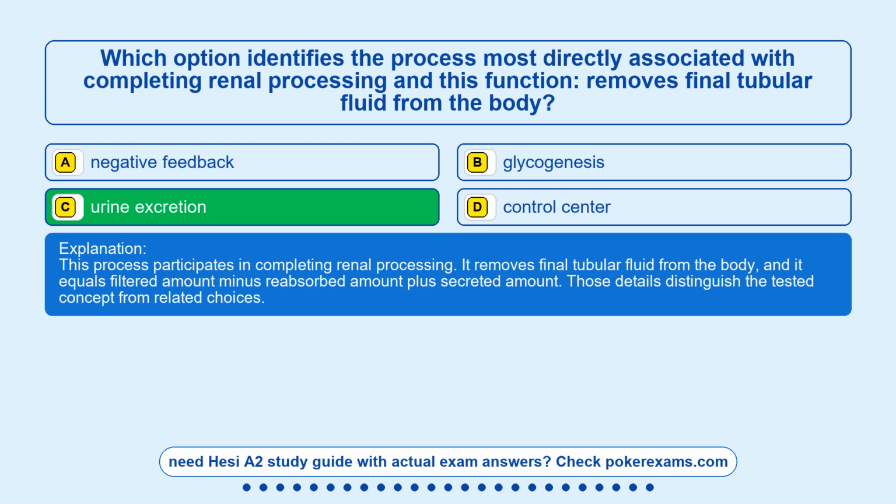This process participates in completing renal processing. It removes final tubular fluid from the body, and it equals filtered amount minus reabsorbed amount plus secreted amount. Those details distinguish the tested concept from related choices.